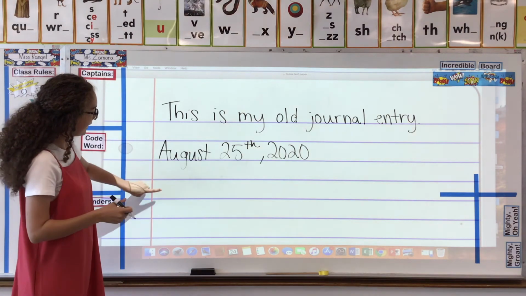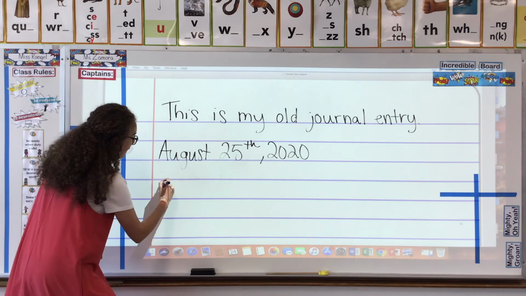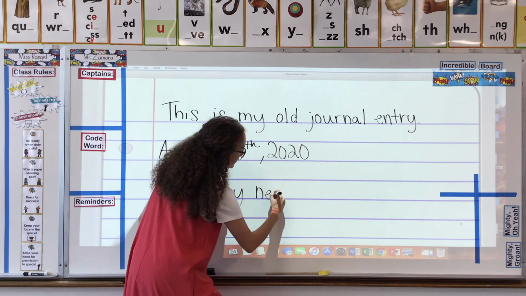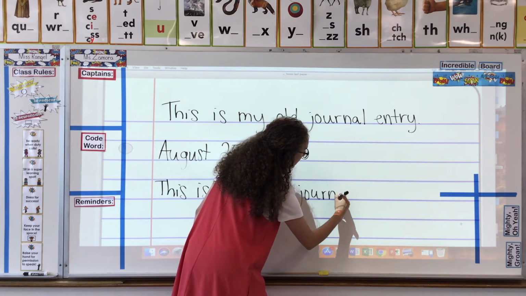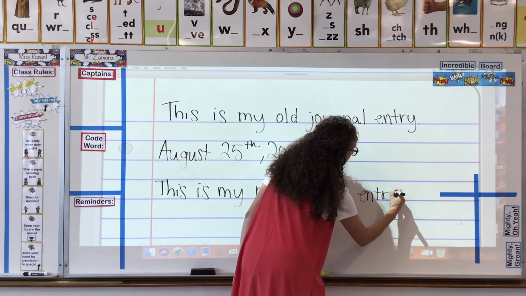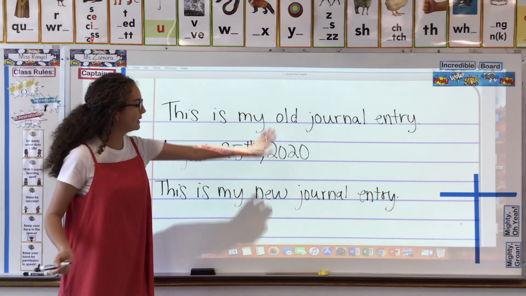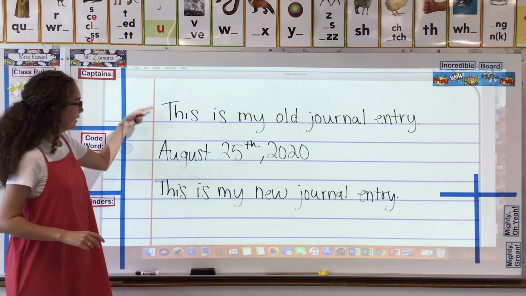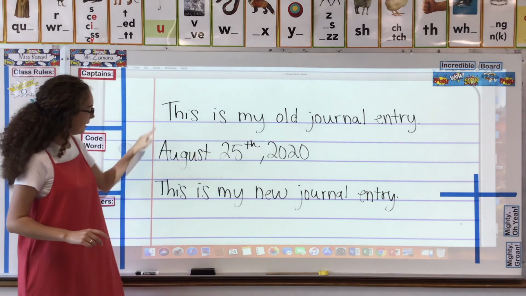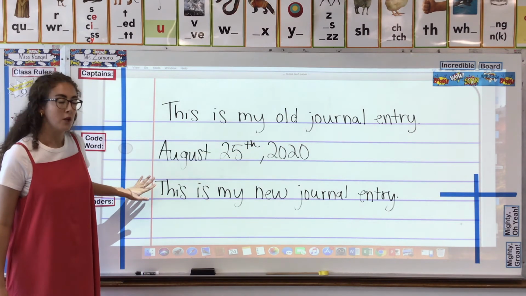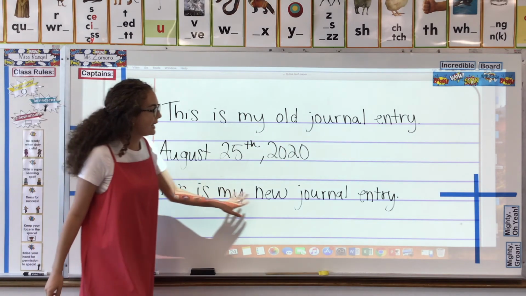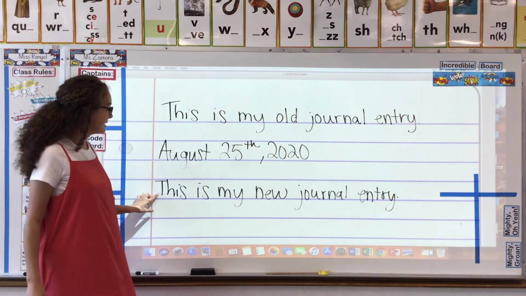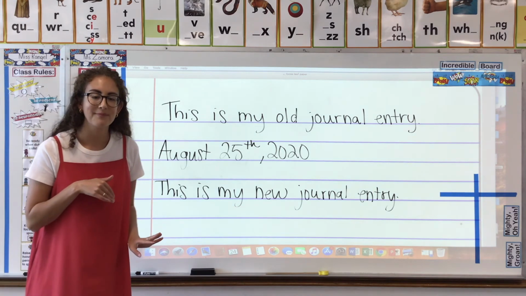And to practice that, in our skipped line, we're going to write, this is my new journal entry. So we had our old one, and this is our new one that we would be writing today. So skip a line, write the date, skip another line. So go ahead, skip that line, and write in what would be your new journal entry. Copy down this sentence, and then come back. Okay, pause.